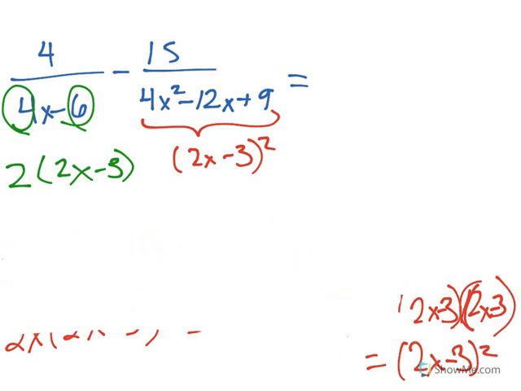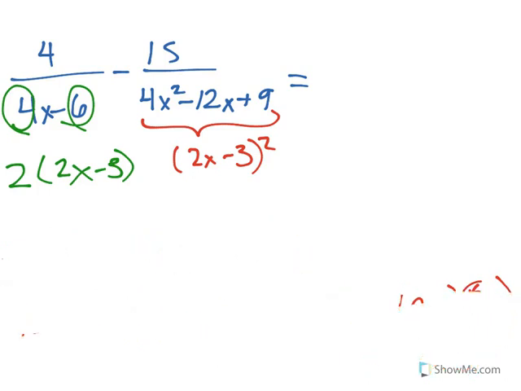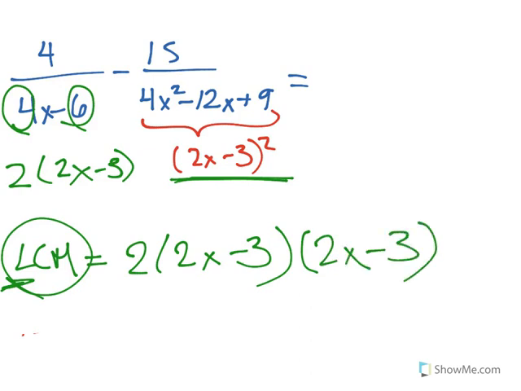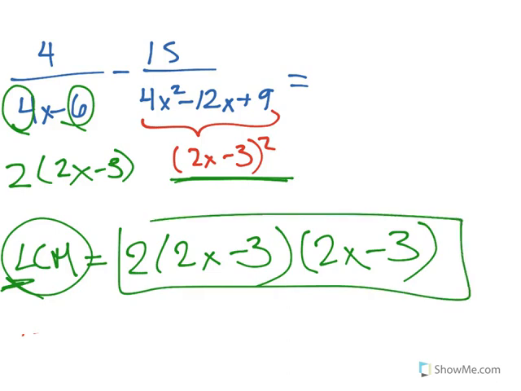Very well, now let's just find the least common multiple. And so our LCM must contain all the factors of both denominators. So it must contain 2 times 2x minus 3, and then it must contain at least 2x minus 3, and in this case also at most, since it is the least common multiple. So that's what we get, and this is our least common multiple.